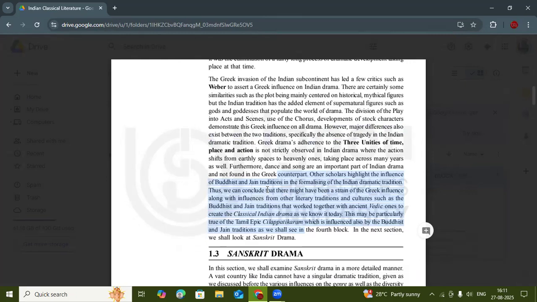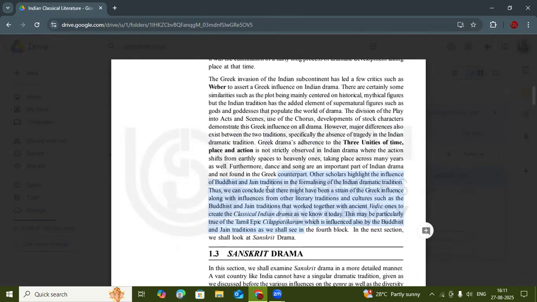Thus, we can conclude that there might have been a strain of Greek influence. So we are not completely denying that Greek influence was there in Indian drama. Yes, there could be a strain of Greek influence along with the influences from other literary traditions and cultures, such as the Buddhist and Jain traditions. All that worked together with the ancient Vedic ones to create the classical Indian drama as we know it today. So all these combined together and we got the Indian classical drama that we have today.